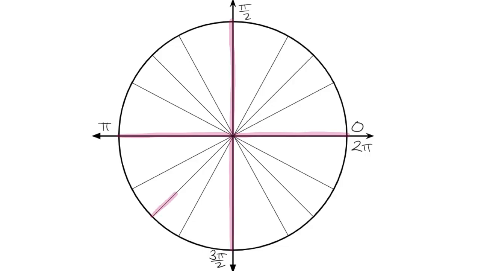And we're going to have our lines that cut our quadrants directly in half, creating 4 spaces on top and 4 spaces on bottom. Which means we have pi over 4, 3 pi over 4, 5 pi over 4, and 7 pi over 4.